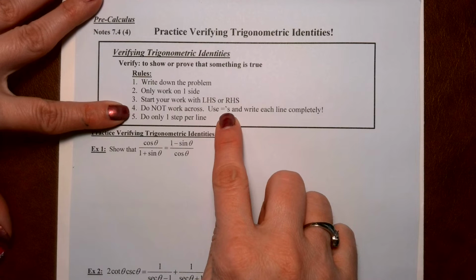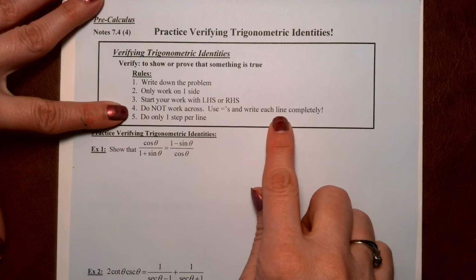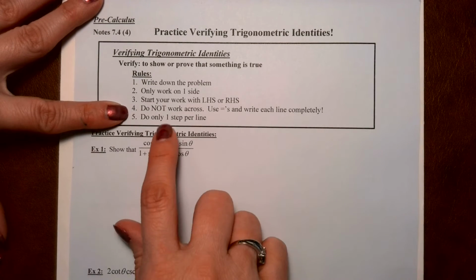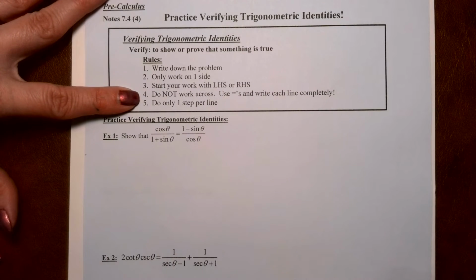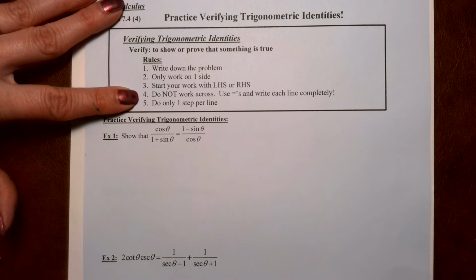Use equal signs between your steps. Write each line completely. Okay? And I do one step per line so it's clear what technique you're using and what identity you're simplifying with.